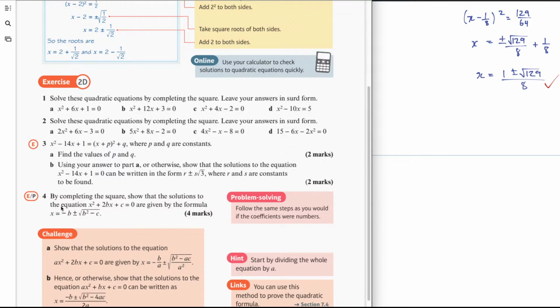And then part 4 says, by completing the square, show that solutions to the equation x squared plus 2bx plus c equals 0 are given by the formula x equals negative b plus or minus the square root of b squared take c. So this is kind of getting to the derivation of the quadratic formula. And I might leave that one for you as well.